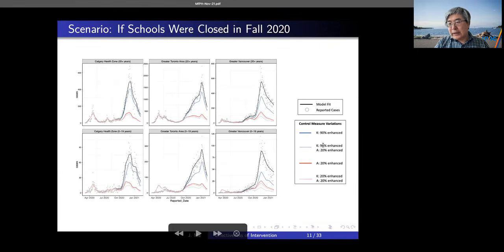And what if we include both the control measures and closing down schools? That's the gray curve. That has some effect, but not very large. So this indeed demonstrates that for the fall of 2020, the effect of slightly stronger control measures in the adults can be a substitute for school closure. It doesn't depend on the regions.